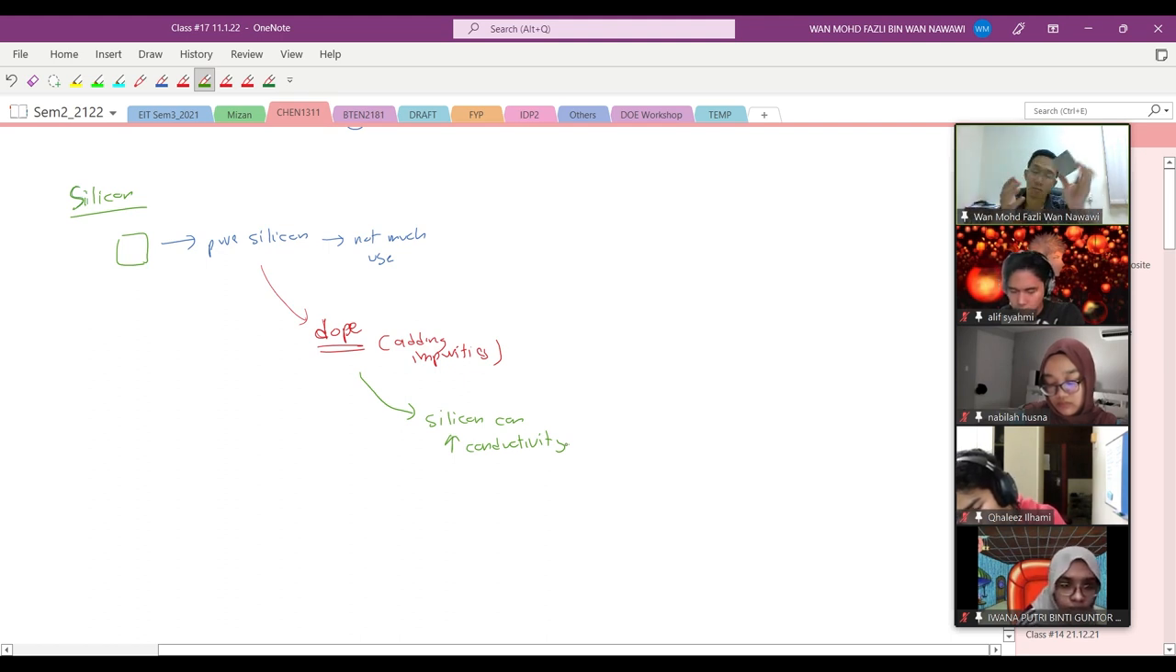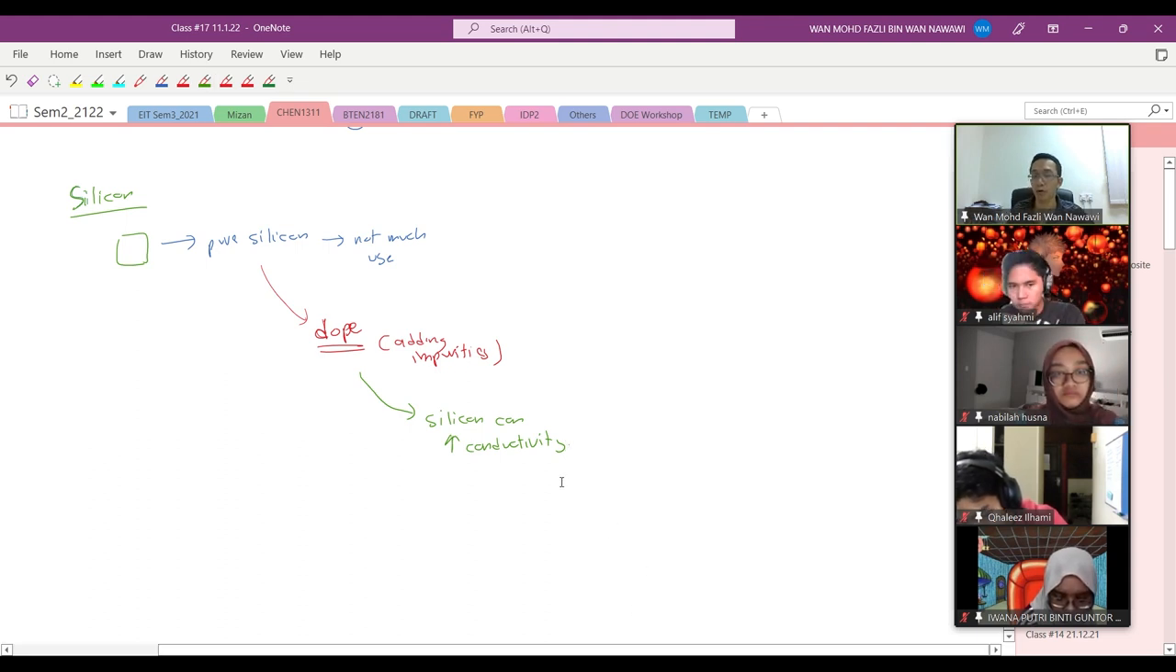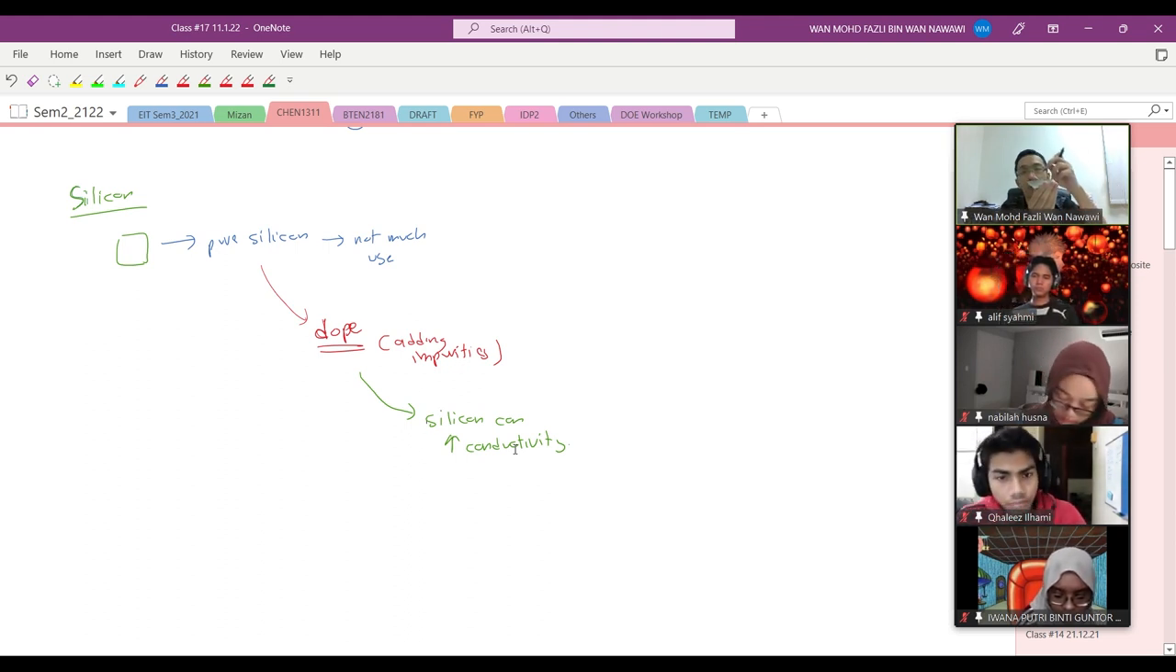Pure silicon is not much use, but if you dope this silicon, then you can have electricity happening. And what is the reason for doping? When I say doping, it means you just add one atom out of millions of silicon atoms, and that is enough to make the silicon conductive. So the idea for why doping happens is because of this.